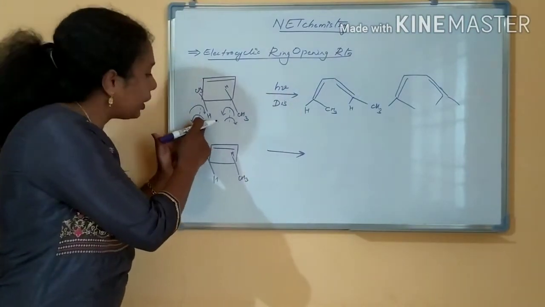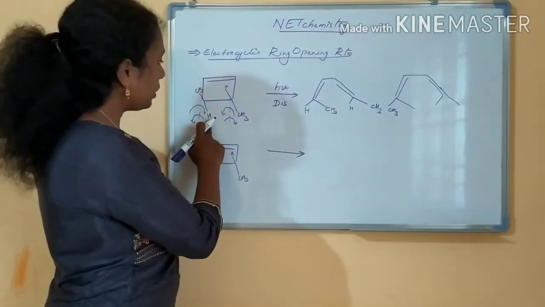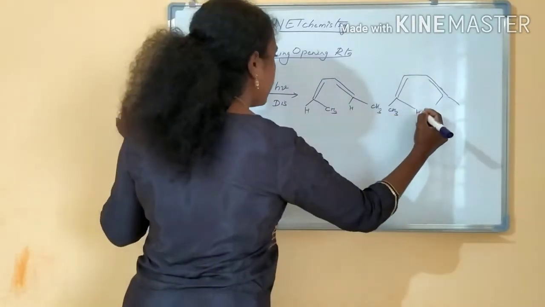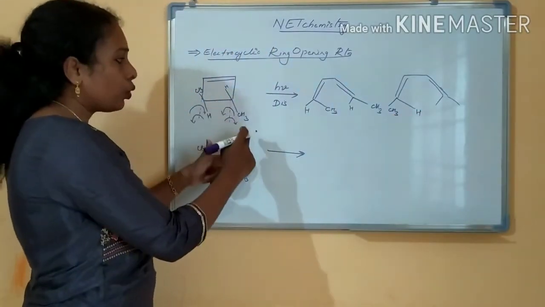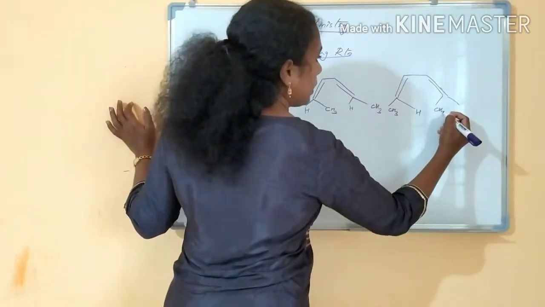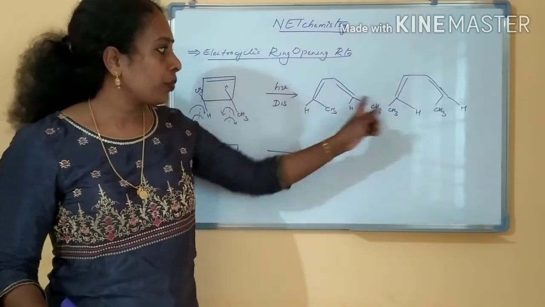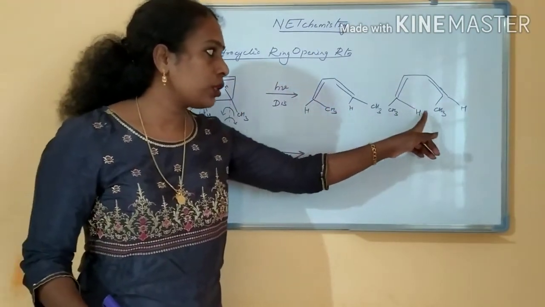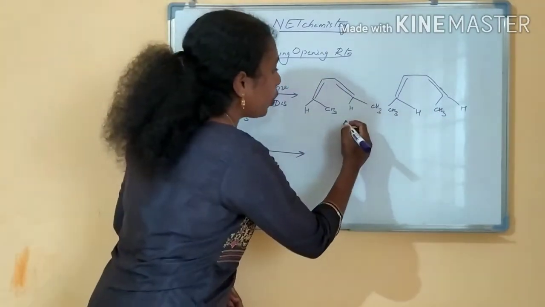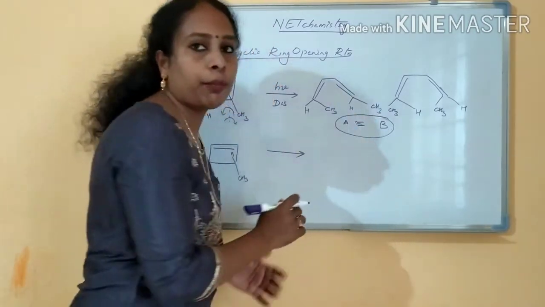If it is rotating anti-clockwise, CH3 will be outside and hydrogen will be inside, right? Then this is rotating in the clockwise direction, so hydrogen will go out and CH3 will come inside. Both the products are the same, right? Here hydrogen and CH3 are inside, and here also hydrogen and CH3 are inside. There is no difference. Both A and B are equivalent products.